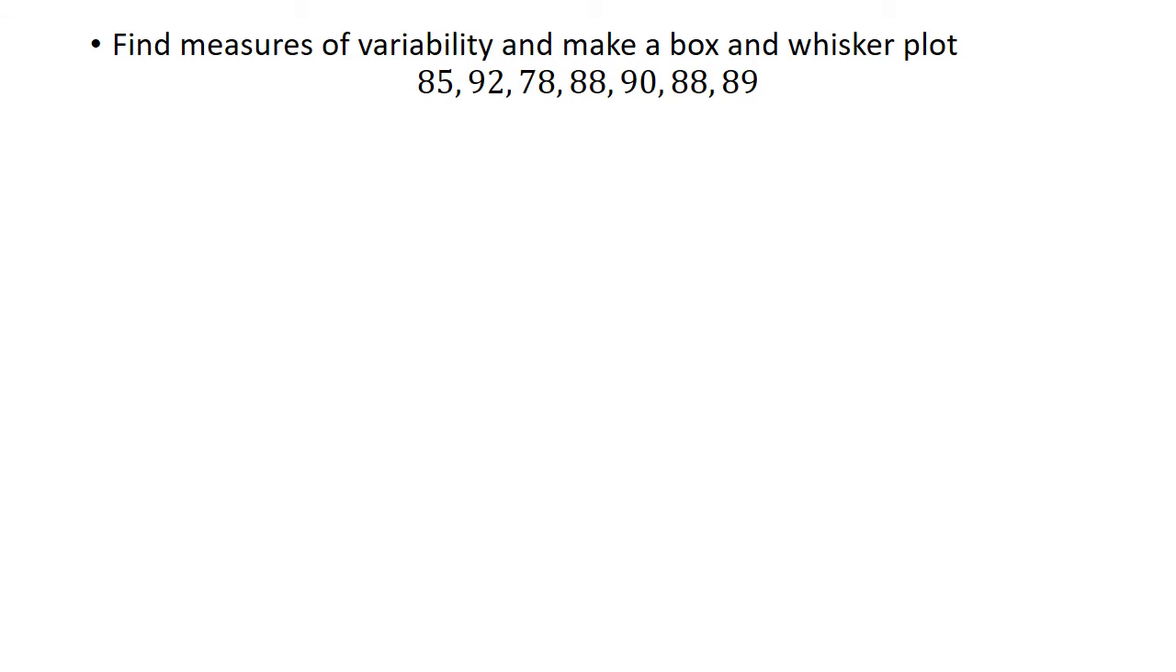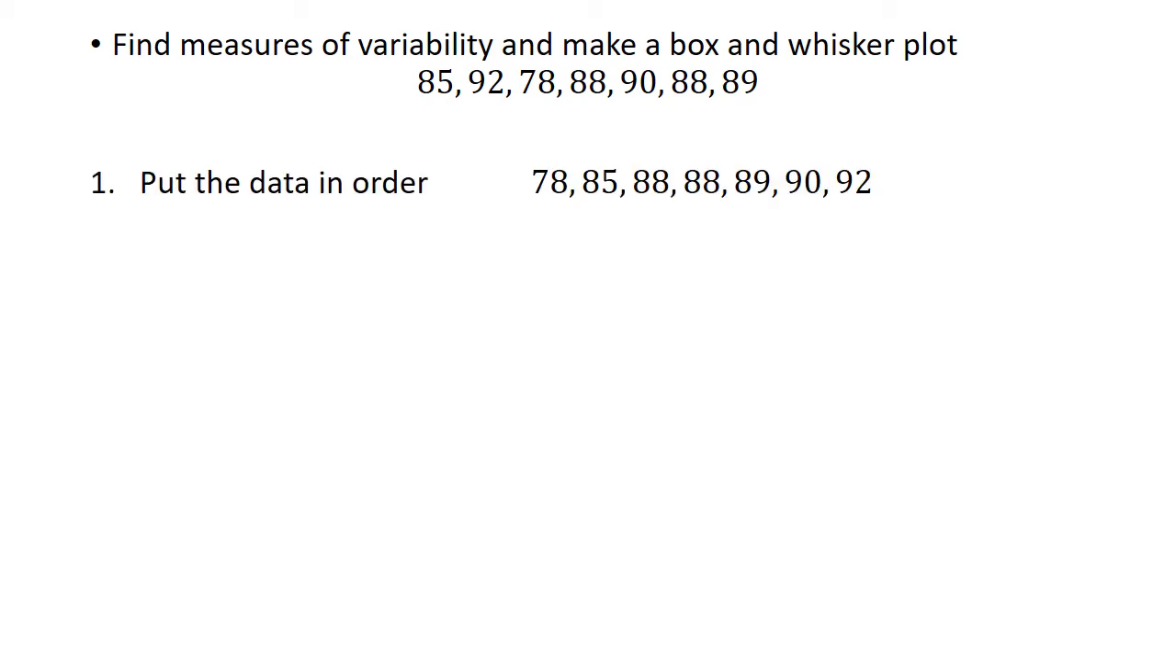So here's our data set: 85, 92, 78, 88, 90, 88, 89. These could almost look like they are grades, right? First thing we're going to do is put our data in order from smallest to greatest. That's the only way to find the median, is to put them in order this way anyway.